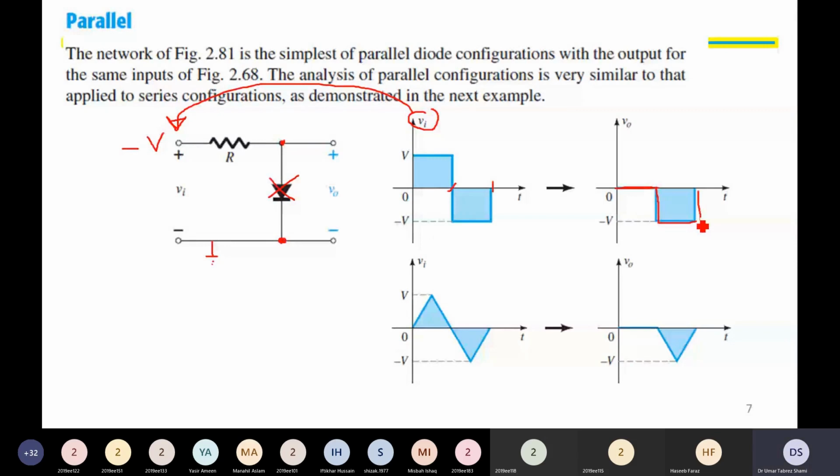Now in the second example, we have a triangular waveform.